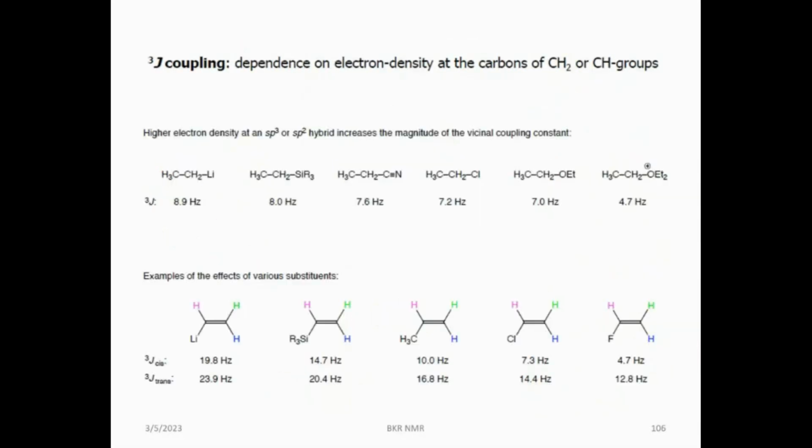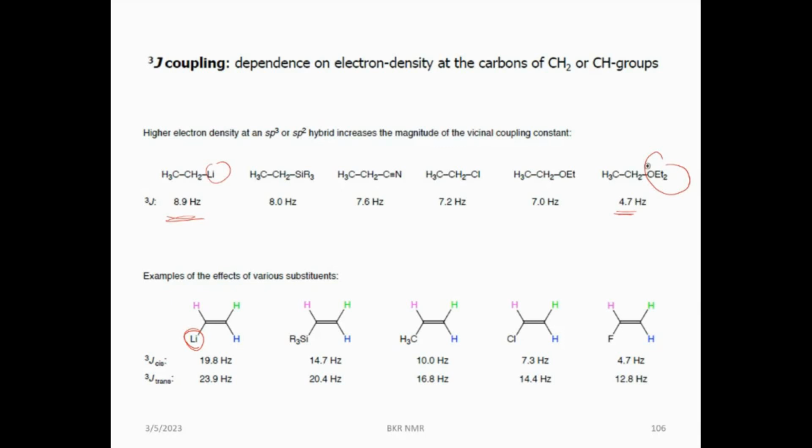Geminal and long range. Now you can see here the cis. If you have an electron donating group, generally an electron donating group will increase the coupling constant value. Electron withdrawing group will decrease the coupling constant values, because coupling happens because of the electrons. So coupling depends on electron density. I won't go into much detail because that will take a lot of time. So electron withdrawing groups decrease the coupling constant value, electron releasing groups increase the coupling constant value.